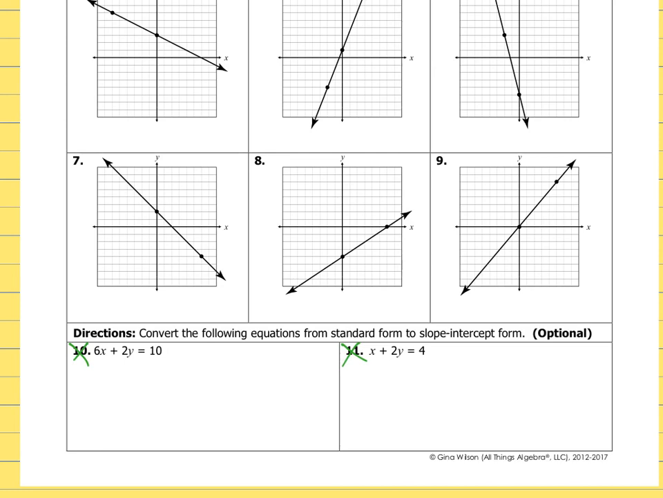The idea is to convert the following equations from standard form to slope-intercept form. This is just what standard form looks like. But to get it to slope-intercept form, you have to get it so that y is by itself. y equals whatever. And to do that, you work it just like an equation. You're just trying to get y by itself. I know that it's tricky with 6 with the x, but try not to worry about it too much.